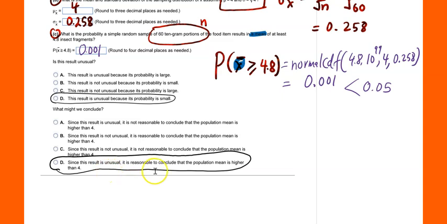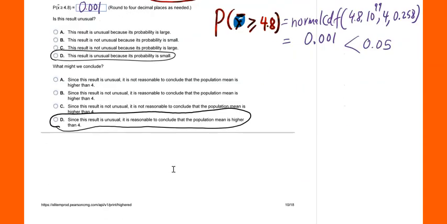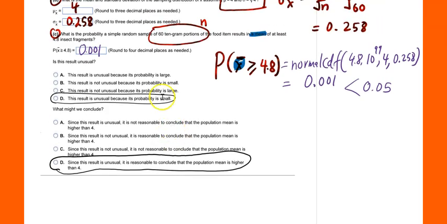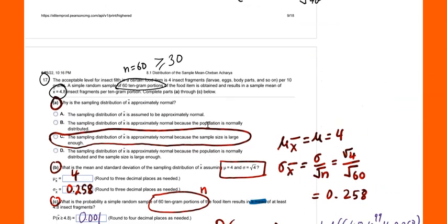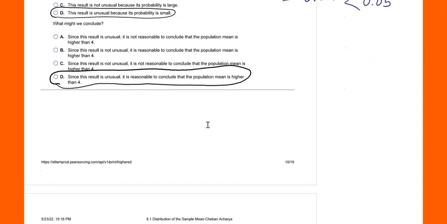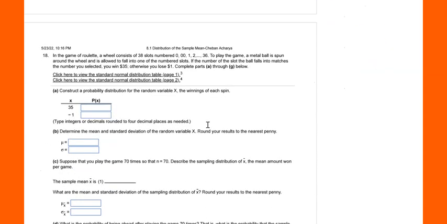Since the population mean is 4, we get the result is unusual. That means the population mean must be greater than 4 to make these results usual. Okay, that's how you conclude. Number 17 is finished. Number 18.